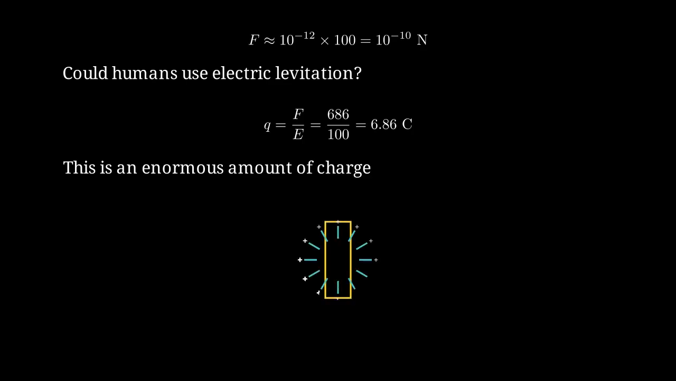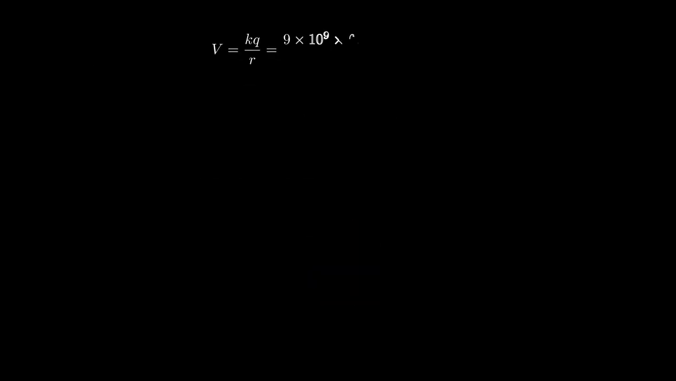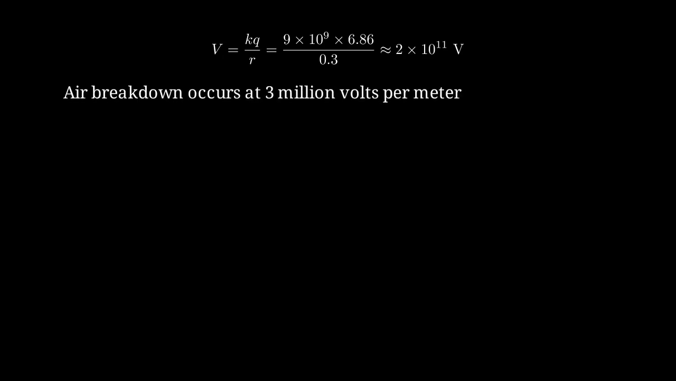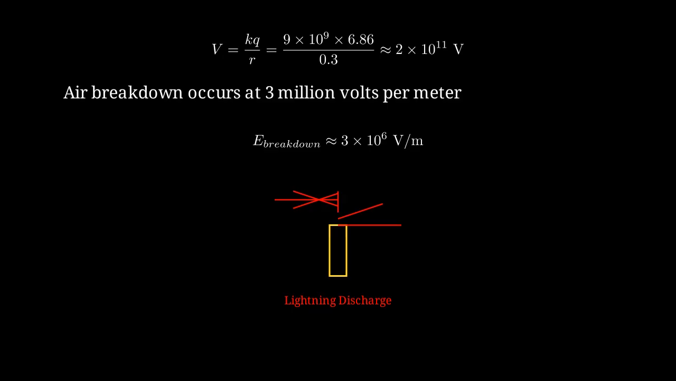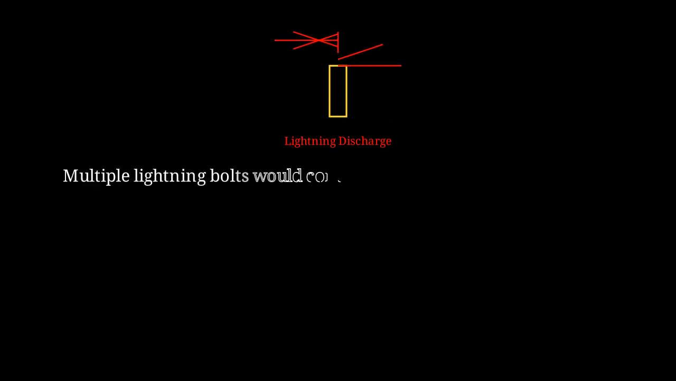A human body carrying 6.86 coulombs would have charge distributed over the surface, creating an intense electric field. The electric potential will be about 200 billion volts, using the point charge approximation. Air breaks down and conducts at field strengths around 3 million volts per meter. This breakdown field is only 3 megavolts per meter. Long before reaching the needed charge, lightning would arc from the person to ground, creating the fatal discharge. In fact, multiple lightning bolts would continuously strike the charged person, making this approach instantly lethal.